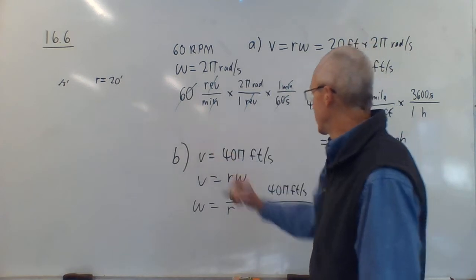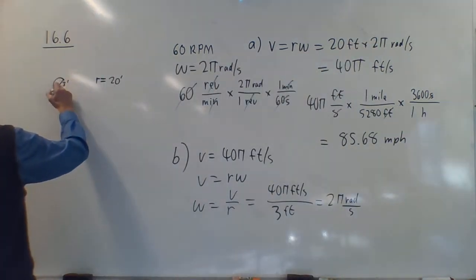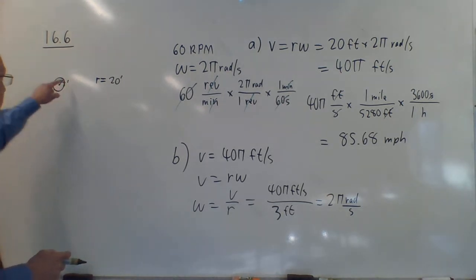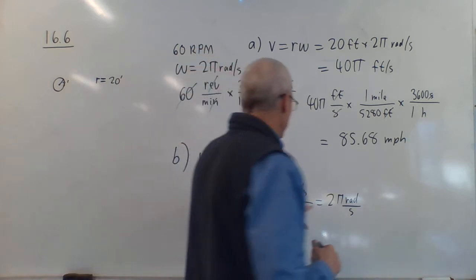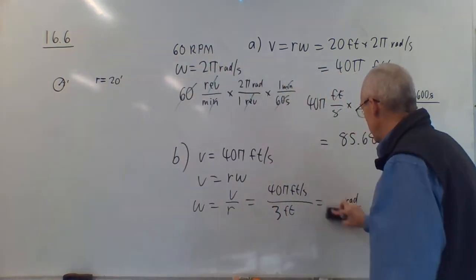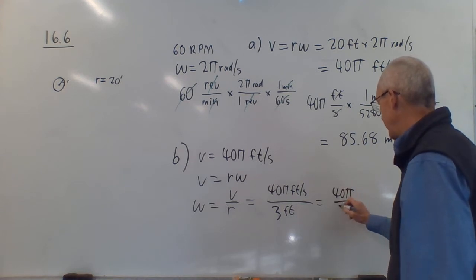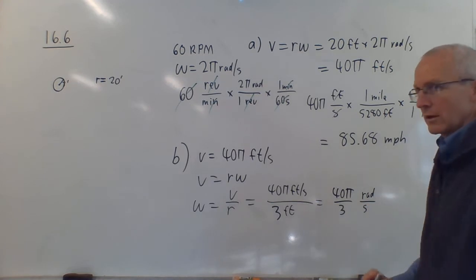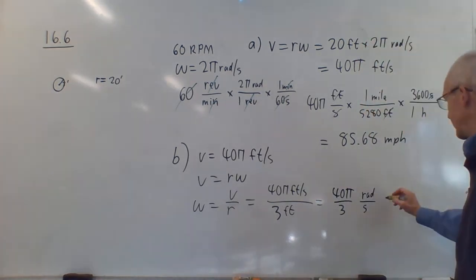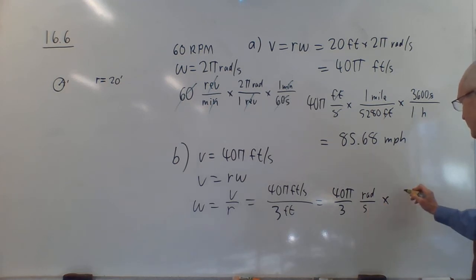The radius of our little wheel is 3 feet, right? Our little wheel there has a radius of 3 feet. Its outside velocity is the same, but its radius is smaller. So now 40 pi divided by 3, that's a horrible number, so I'll just leave it like that. 40 pi divided by 3 radians per second. We want RPMs, so we do the same thing backwards. We want minutes. I put seconds in the top. 60 seconds is 1 minute.